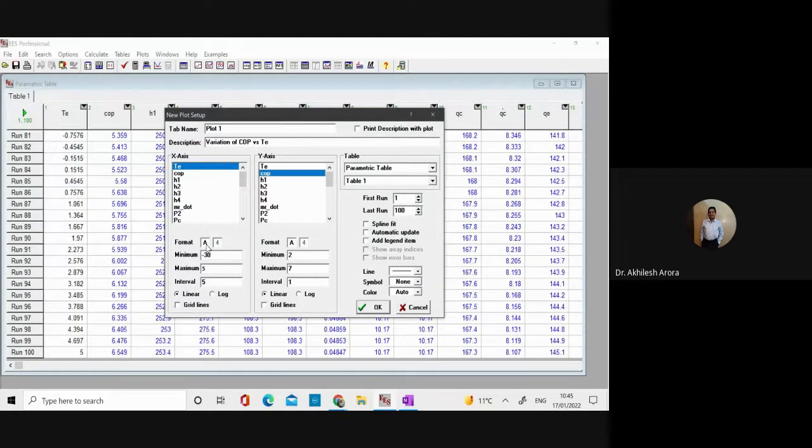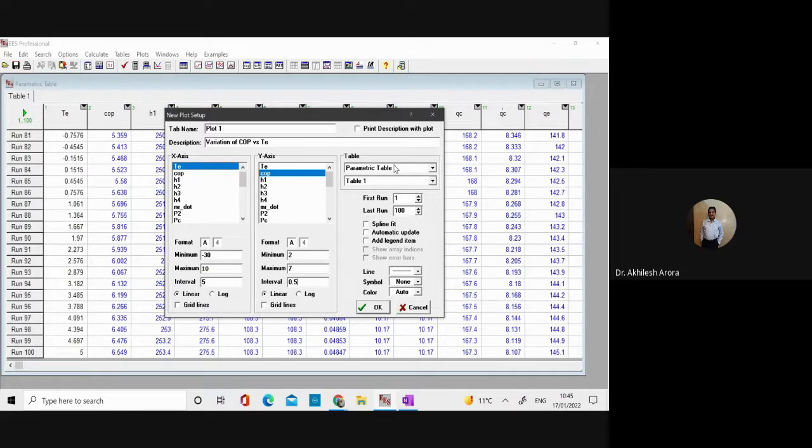Format here, automatic format has been chosen. Minimum value is -30 and the maximum is 5. Okay, so I can make it 10 because I have taken up to 5 degree with an interval of 5. This format is linear, not log. Similarly for COP, minimum value is 2 and maximum is 7. Interval is 1. So I can change it if I want. I can go for say 0.5.